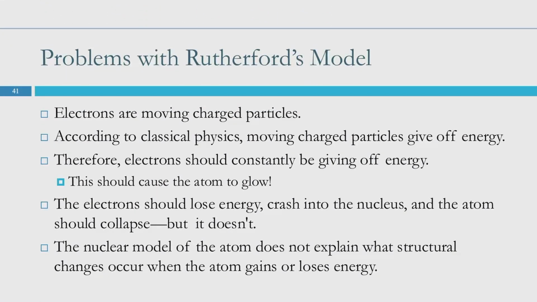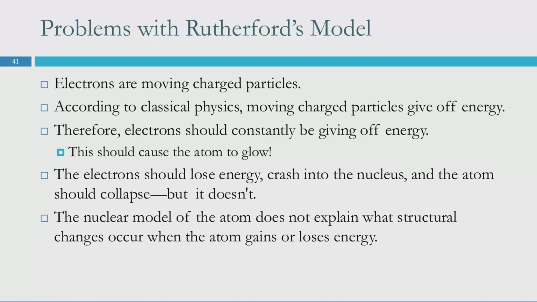There's some issues with Rutherford's model. So one of those issues is that he had electrons moving around. You could think of them like orbiting in whatever pattern or just flying around.